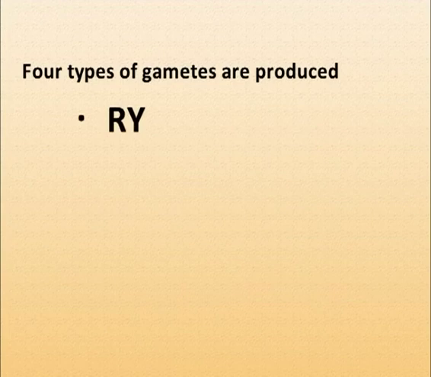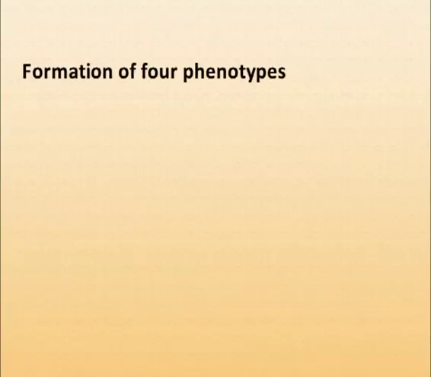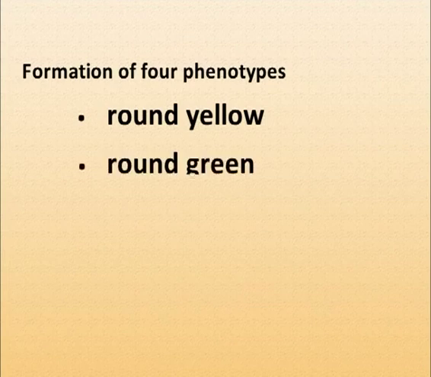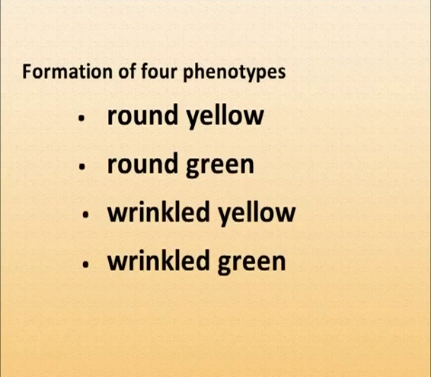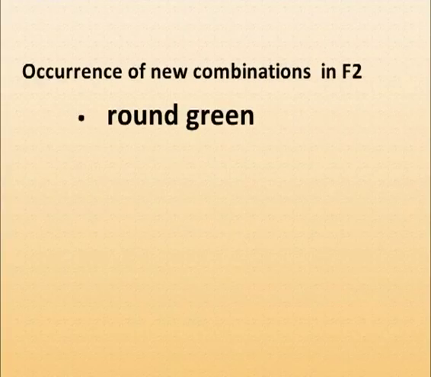Number 1, capital R, capital Y; number 2, capital R, small y; number 3, small r, capital Y; number 4, small r, small y. The random mating between these gametes results in the formation of four phenotypes, viz. round yellow, round green, wrinkled yellow and wrinkled green, in the ratio of 9:3:3:1 in the F2 generation. The occurrence of new combinations in this F2 generation, that is round green and wrinkled yellow, is only possible due to independent assortment of respective alleles followed by their random mating.